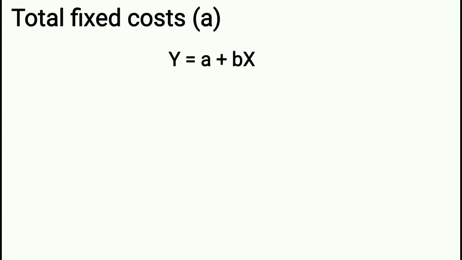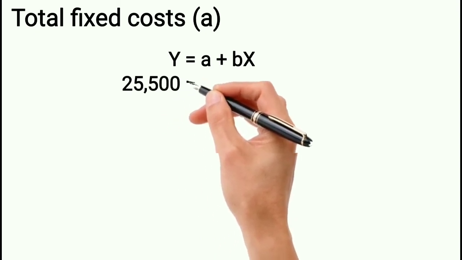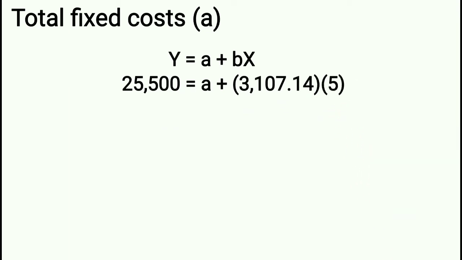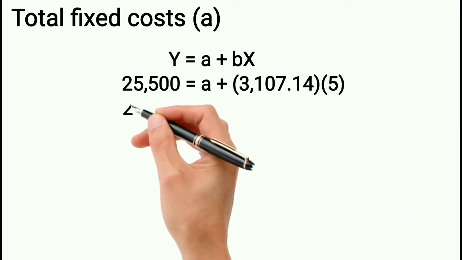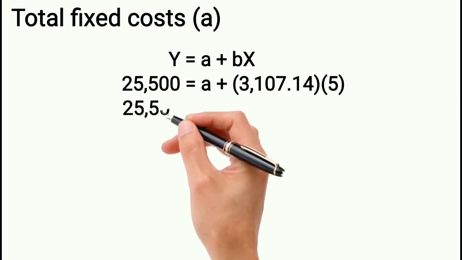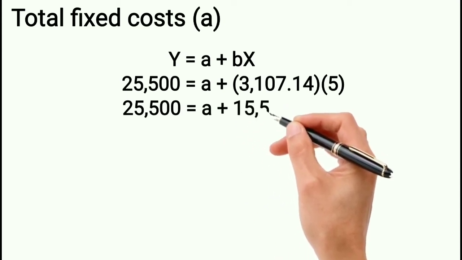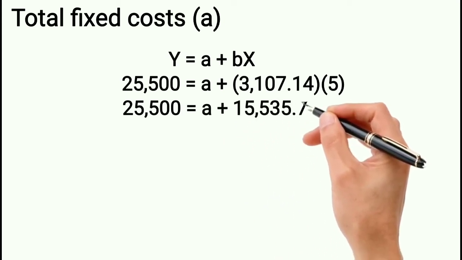Again, yung x dito, yan yung x bar or mean of x. Yung y ay yung y bar or mean of y. I-substitute lang natin yung mga values. 25,500 is equal to A plus 3,107.14 times 5. That will become 25,500 is equal to A plus 15,535.7.